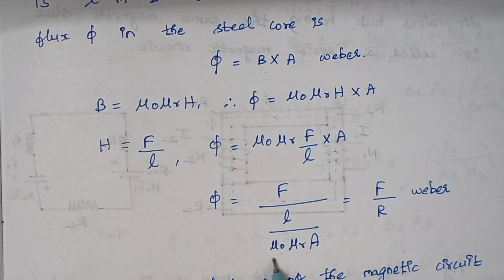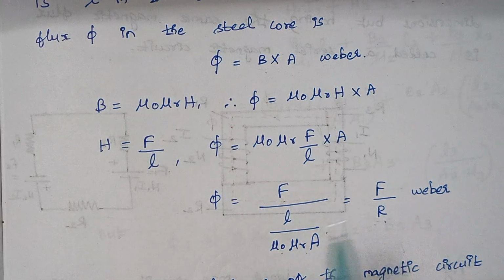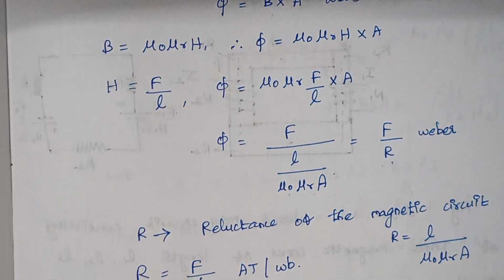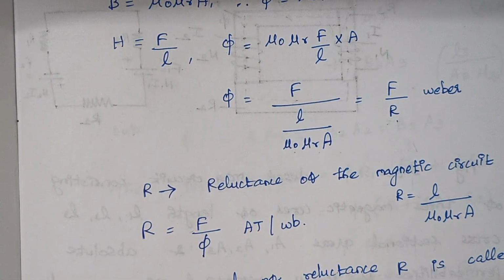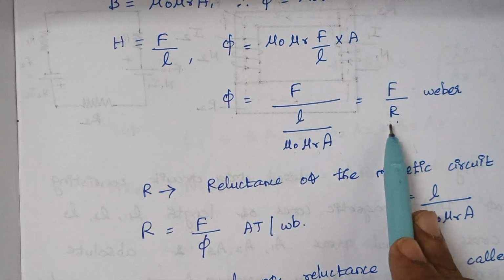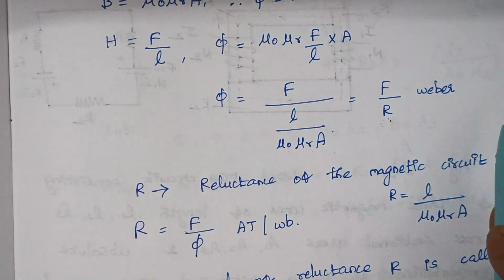L by mu naught mu r A can be replaced by a single term. It is known as R. This R is nothing but reluctance. So phi is given by F by R. Here R is the reluctance of the magnetic circuit, and when you rearrange this expression, phi is equal to F by R, we are going to write an expression for R.